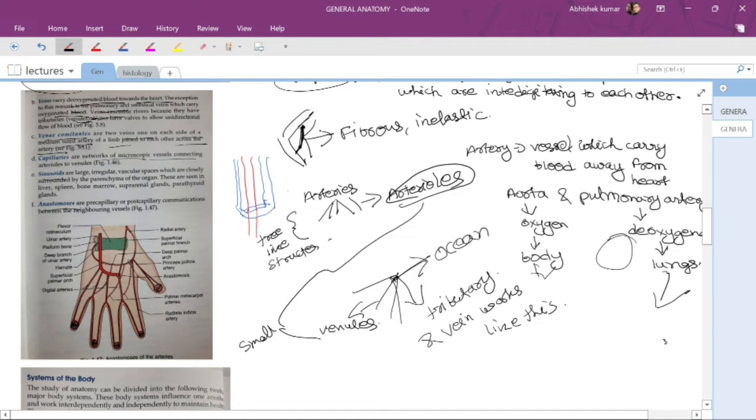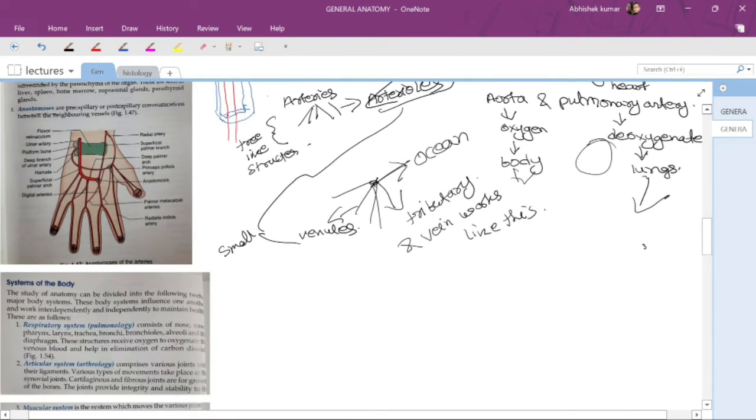Now, what is a capillary? Capillaries are a network of microscopic vessels connecting arterioles to venules. So these arterioles and these venules, small arteries and small veins, are connected through capillaries.